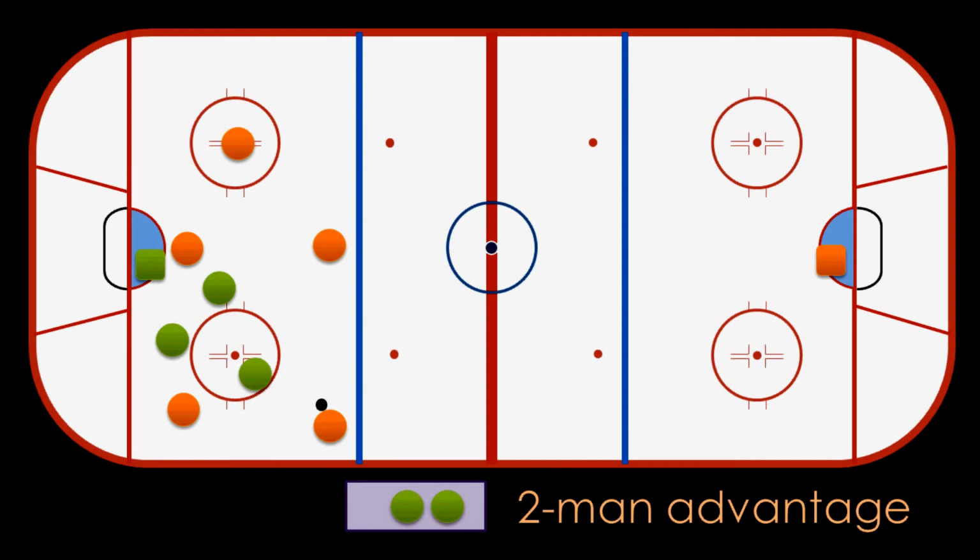It is possible for both teams to have players in the penalty box at the same time, though. So you may see a 4-on-4 situation, or a 4-on-3, or very rarely a 3-on-3, which is kind of cool, but also kind of funny when it happens too.